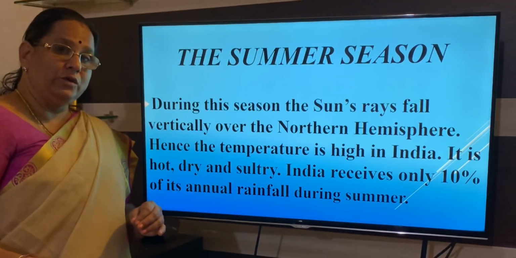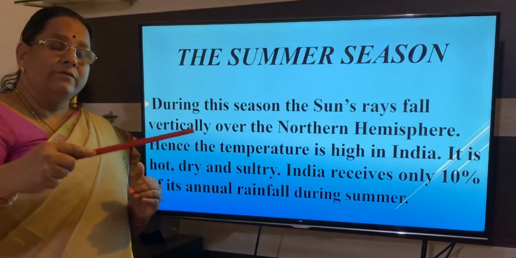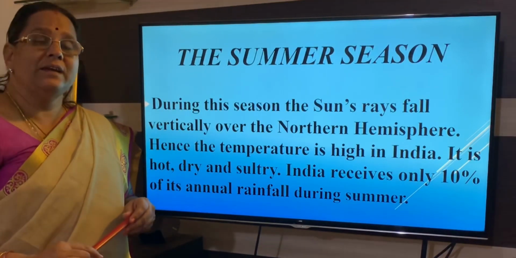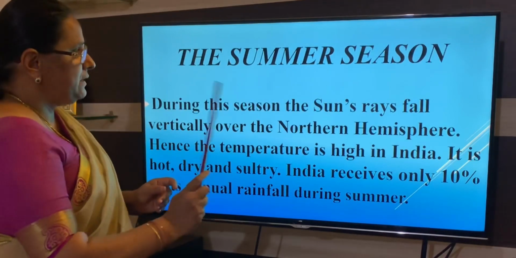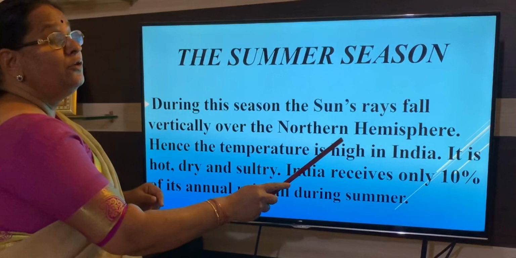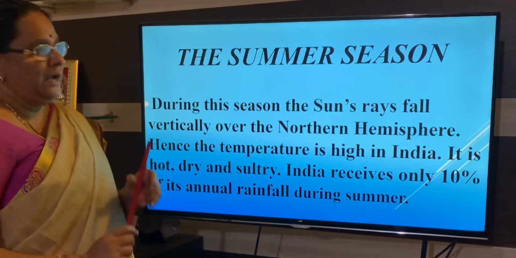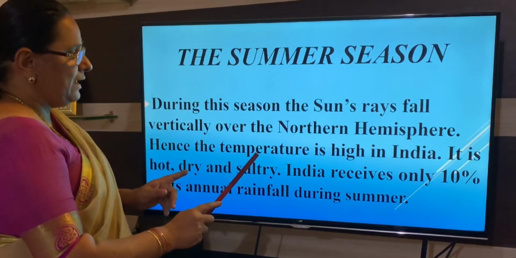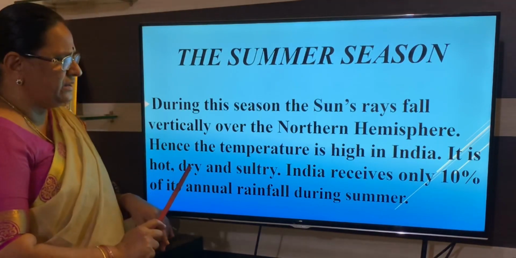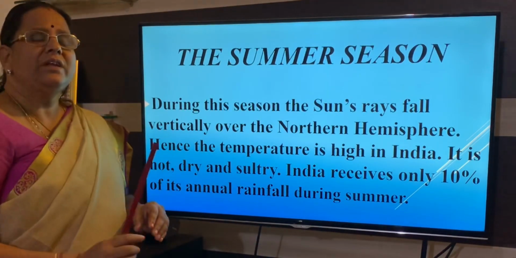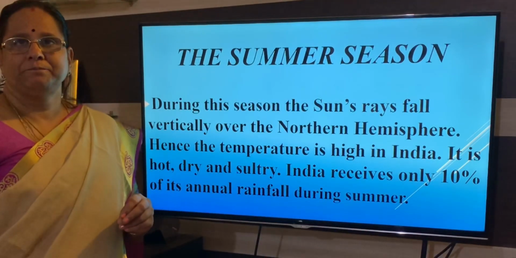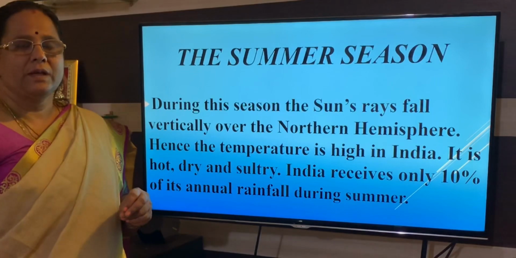Winter season, I told you, the sun rays fall vertically over the southern hemisphere. Whereas in the summer season, remember that the sun rays fall vertically over the northern hemisphere. And due to that, India will have a high temperature. At the same time, the climate will be hot, dry and sultry, and we receive a rainfall of 10%. Is that clear, children?